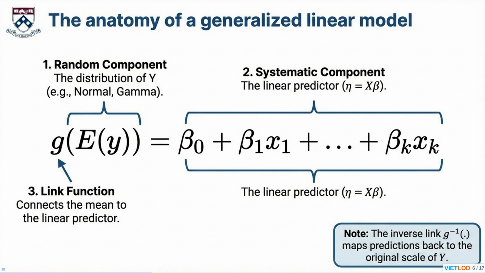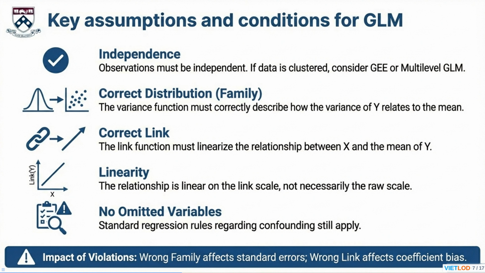The third and arguably most crucial element is the link function, denoted by g. This function acts as the bridge, connecting the expected value, or mean, of our dependent variable to that linear predictor. It allows us to model non-linear relationships with a linear equation framework. Remember, as the note at the bottom highlights, the inverse link function is essential for mapping our model's predictions back to the original interpretable scale of y. These three components, the chosen distribution, the linear predictor, and the link function, provide a powerful and flexible system. Now, let's explore how to choose the right family and link for different types of data.